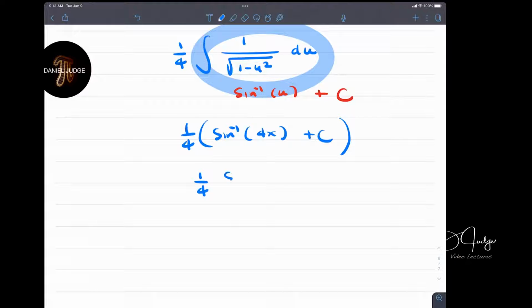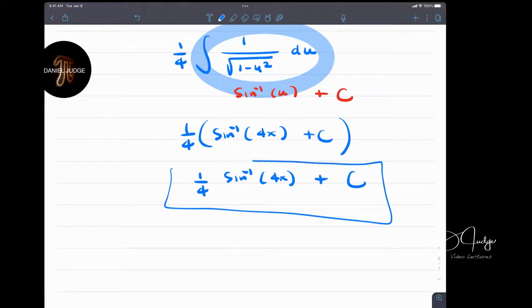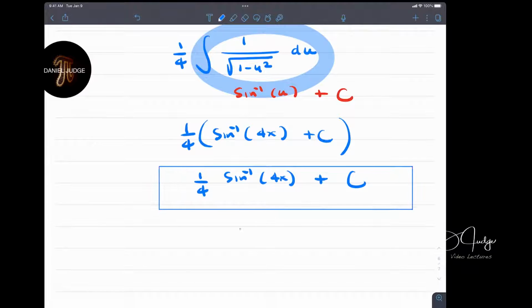But by now, maybe you say, Mr. Judge, I don't have to write down that 1/4 c. I know it's a constant eventually. I'm going straight to write that down. You certainly can do that. And there you go.